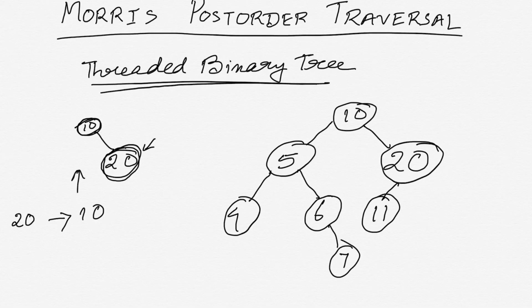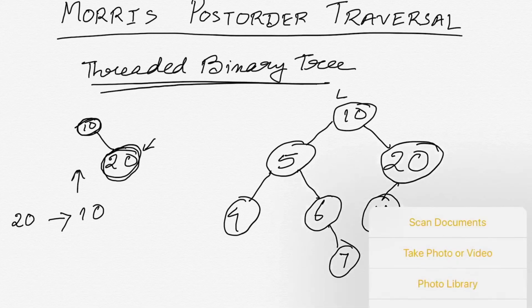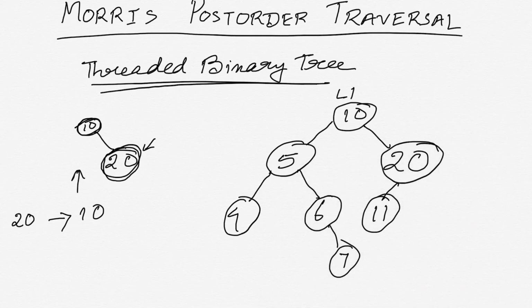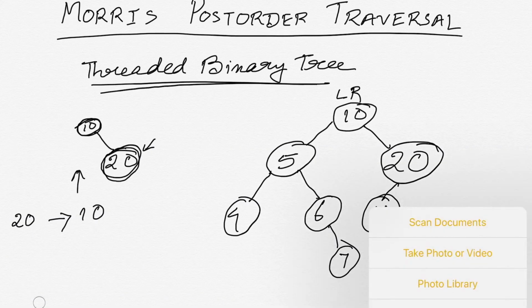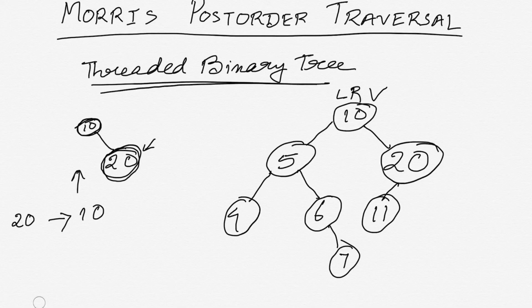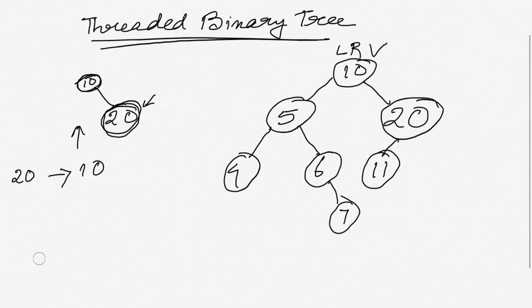Here is how it will work. I generally denote post-order traversal as LRV, which means you visit the left subtree first, followed by the right subtree, and then you visit the current node. So it will be the same for all.